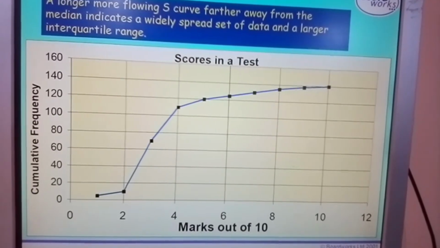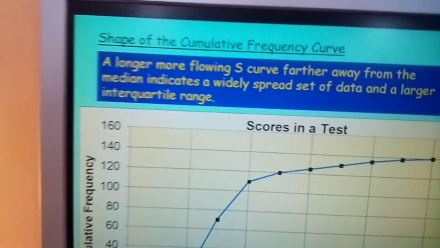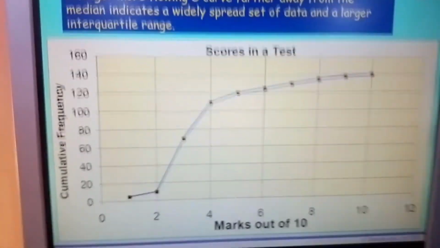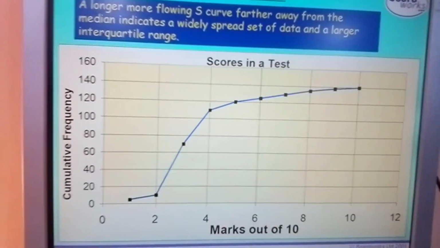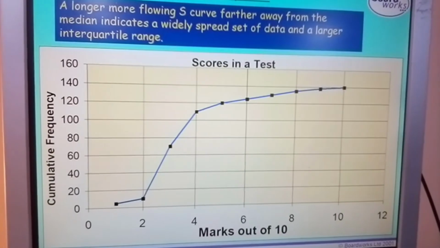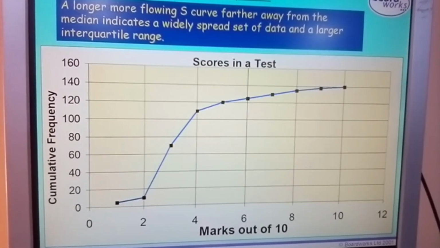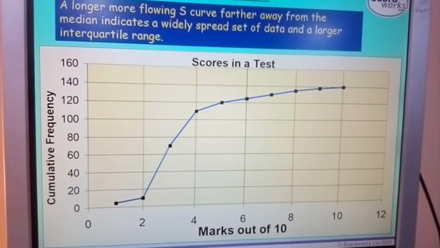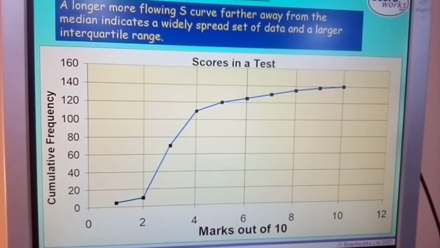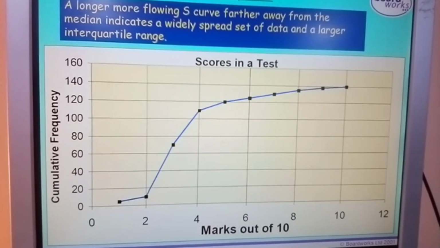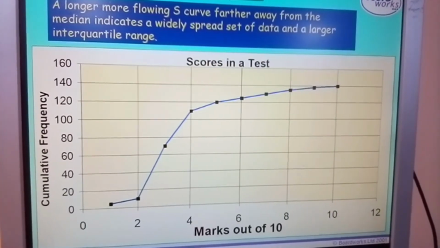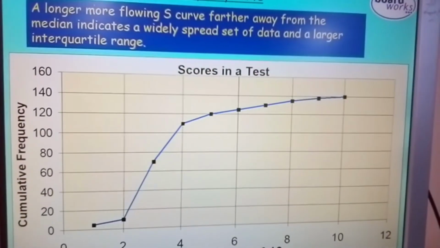Now, shape of the cumulative frequency. Let me just make sure we get that in. A longer, more flowing S curve further away from the median indicates a widely spread set of data and a larger interquartile range. Cumulative frequency against marks out of 10, so purely as an example.